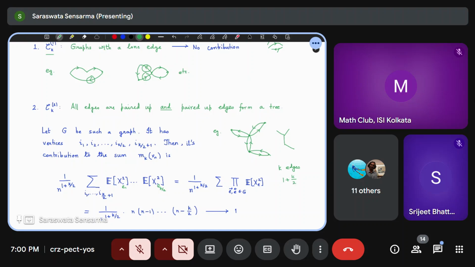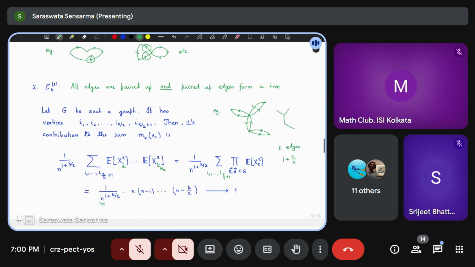So if you have that, you're looking at the summation. The product inside is just 1, and the summation is from I1 to I_{k/2+1}, and that precisely is sufficient to counteract this n to the power 1 plus k over 2, and so it goes to 1.